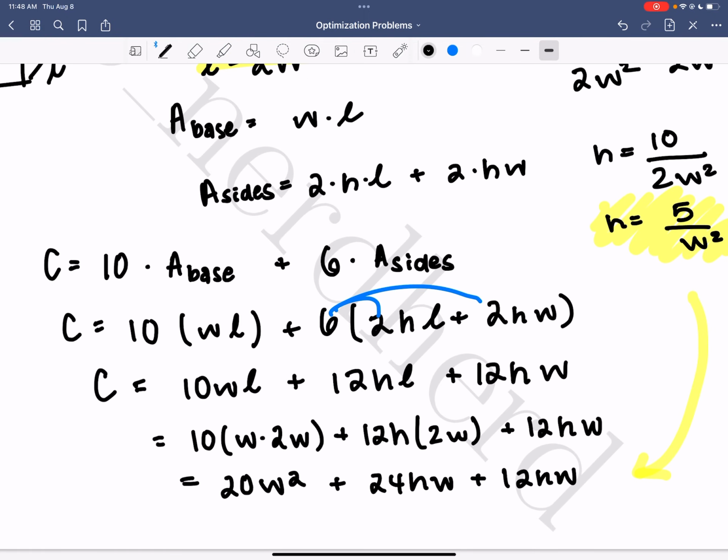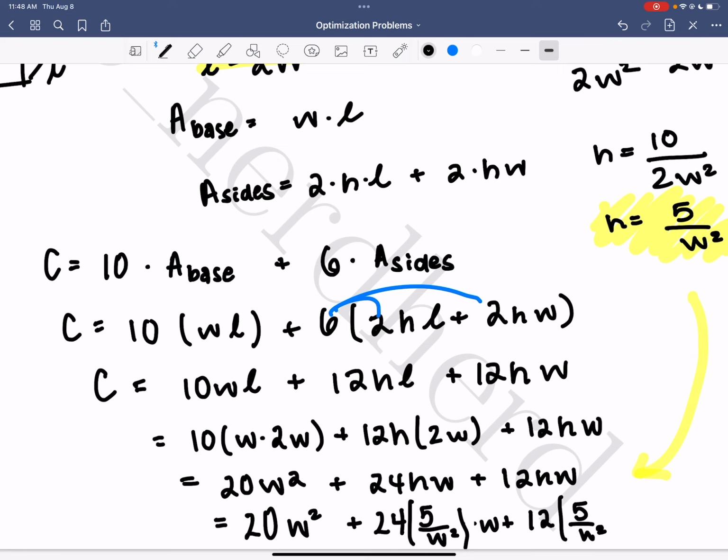So now we're going to have equals 20W squared plus 24 times 5 over W squared times W plus 12 times 5 over W squared times W. We're going to take this and put it onto a new page just so we have plenty of room to work with.